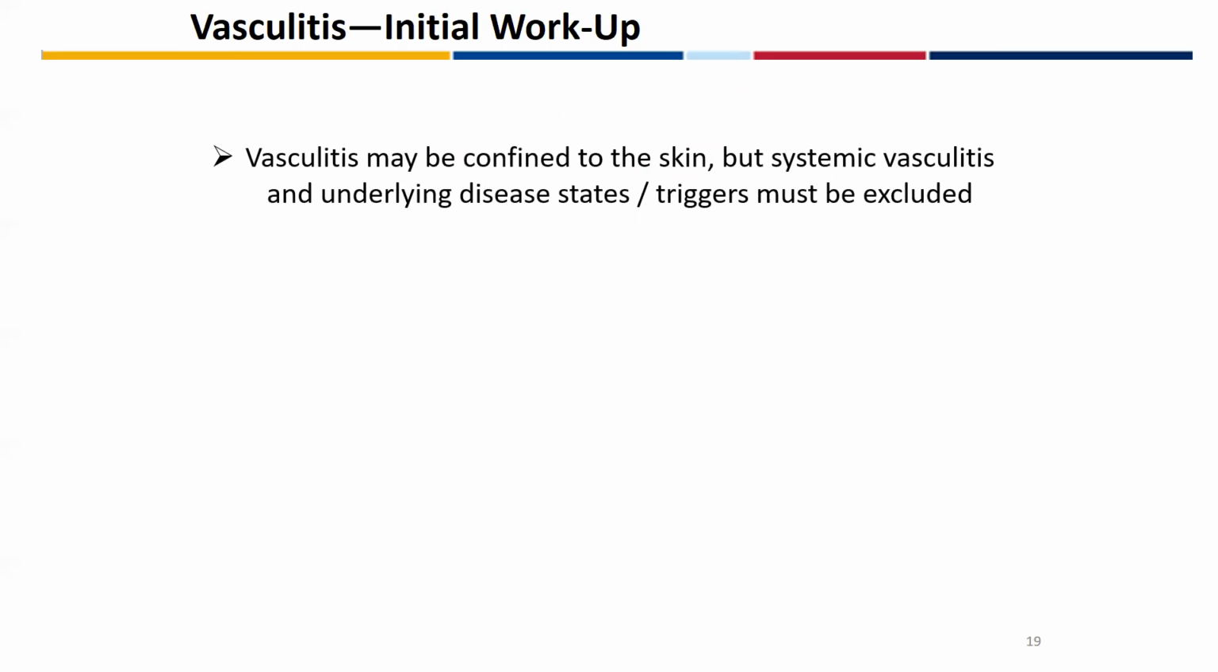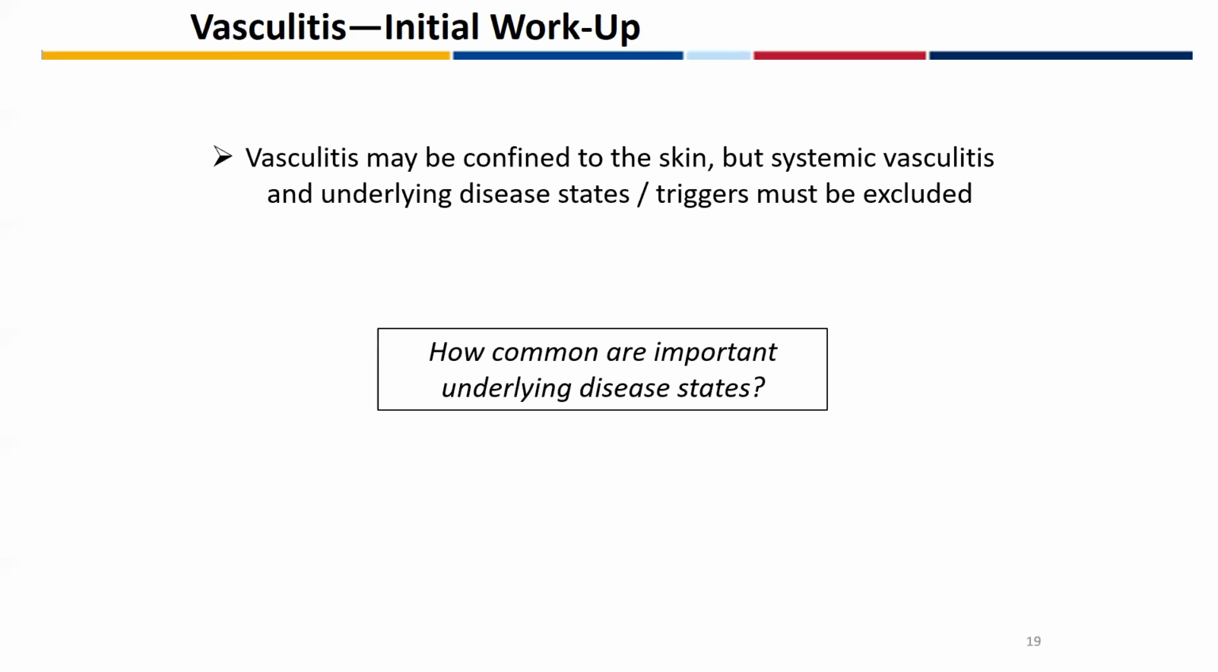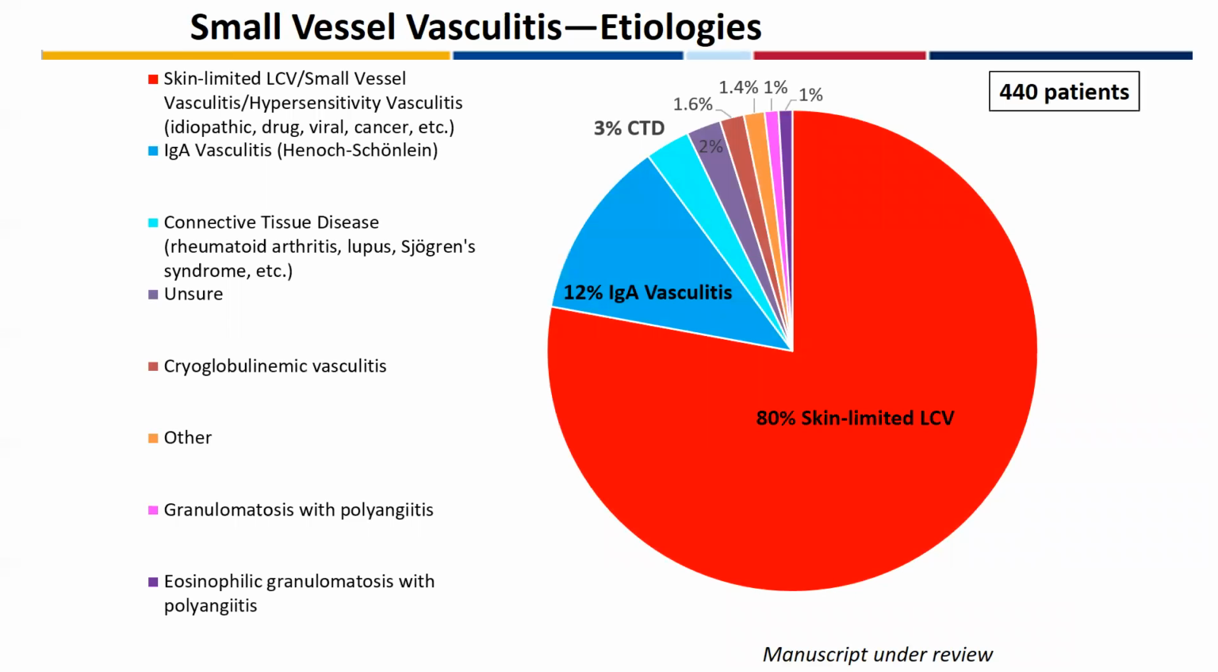Well, we know that vasculitis may be, and often is, confined to the skin, but systemic vasculitis and underlying disease states or triggers must be excluded. But how common are those important underlying disease states really? Do we have data to answer that question? Well, here I want to acknowledge my collaborators, Andrew Walls and Arash Mostaghimi up at Harvard.